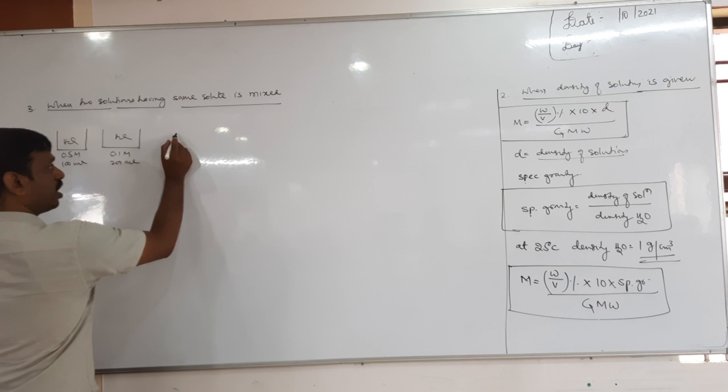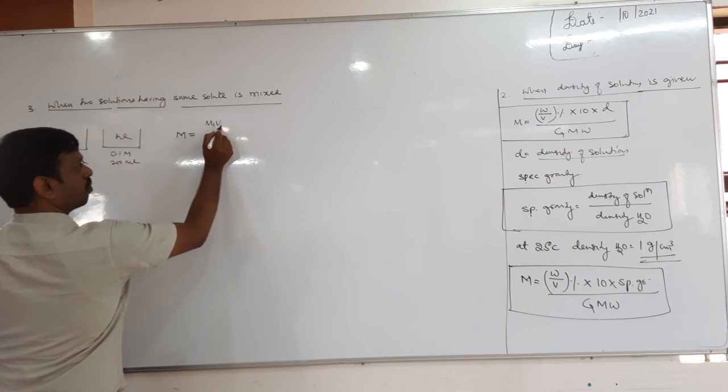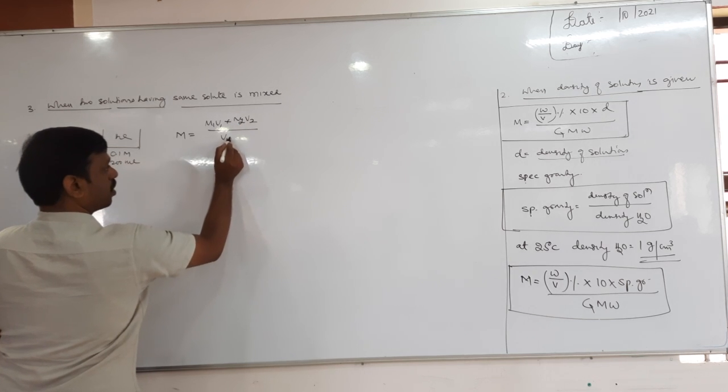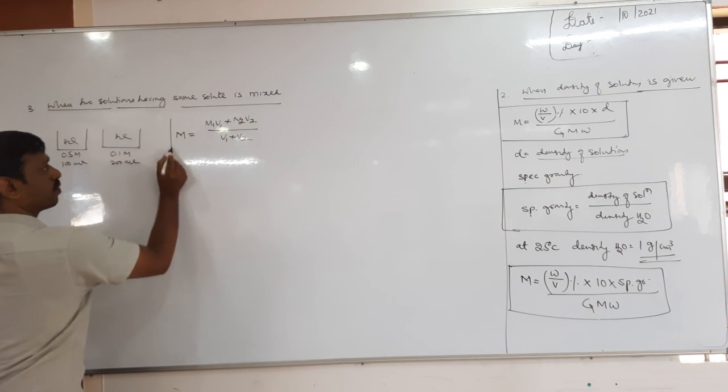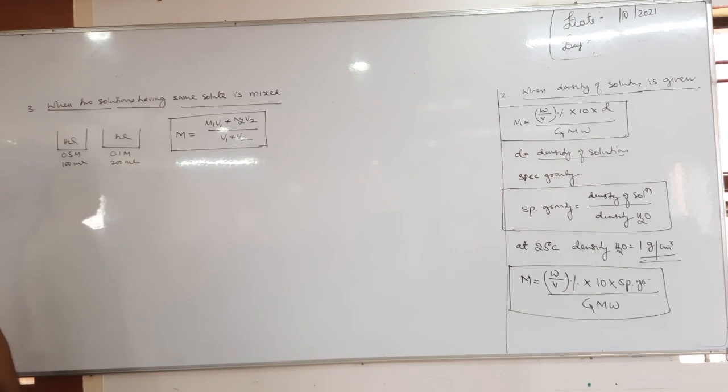The resultant molarity, capital M, is equal to M1V1 plus M2V2 divided by V1 plus V2. This is important. This is when two solutions having the same solute are mixed.